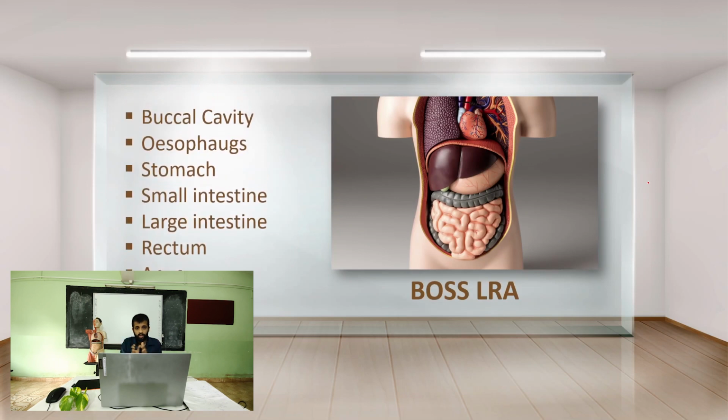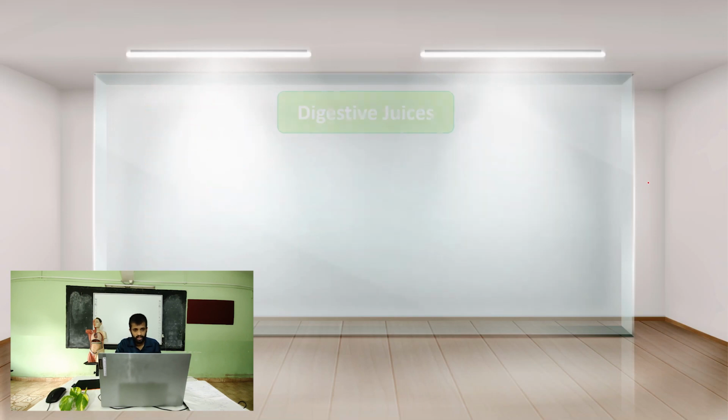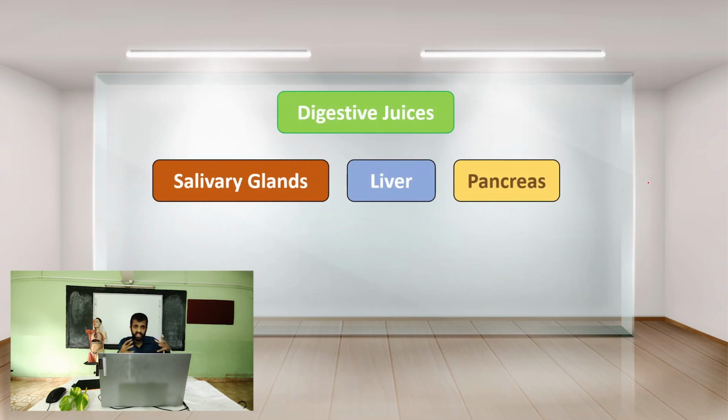The word that you need to remember is BOSS LRA, which starts with the buccal cavity, esophagus, stomach, small intestine, large intestine, rectum, and anus. It's the diagram. Your digestive system creates a number of juices, and the glands create them. So salivary glands, liver, pancreas.